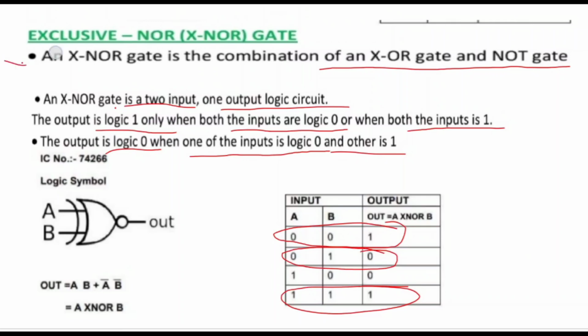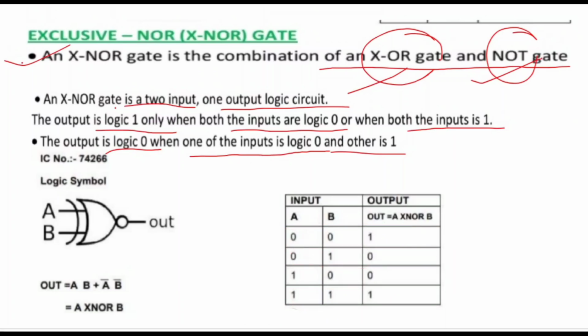In the first point, we said the XNOR gate is a combination of an XOR gate and a NOT gate. That means we use an XOR gate and a NOT gate to get the XNOR gate. Simply, it is the opposite of the XOR gate. Let's see the truth table.